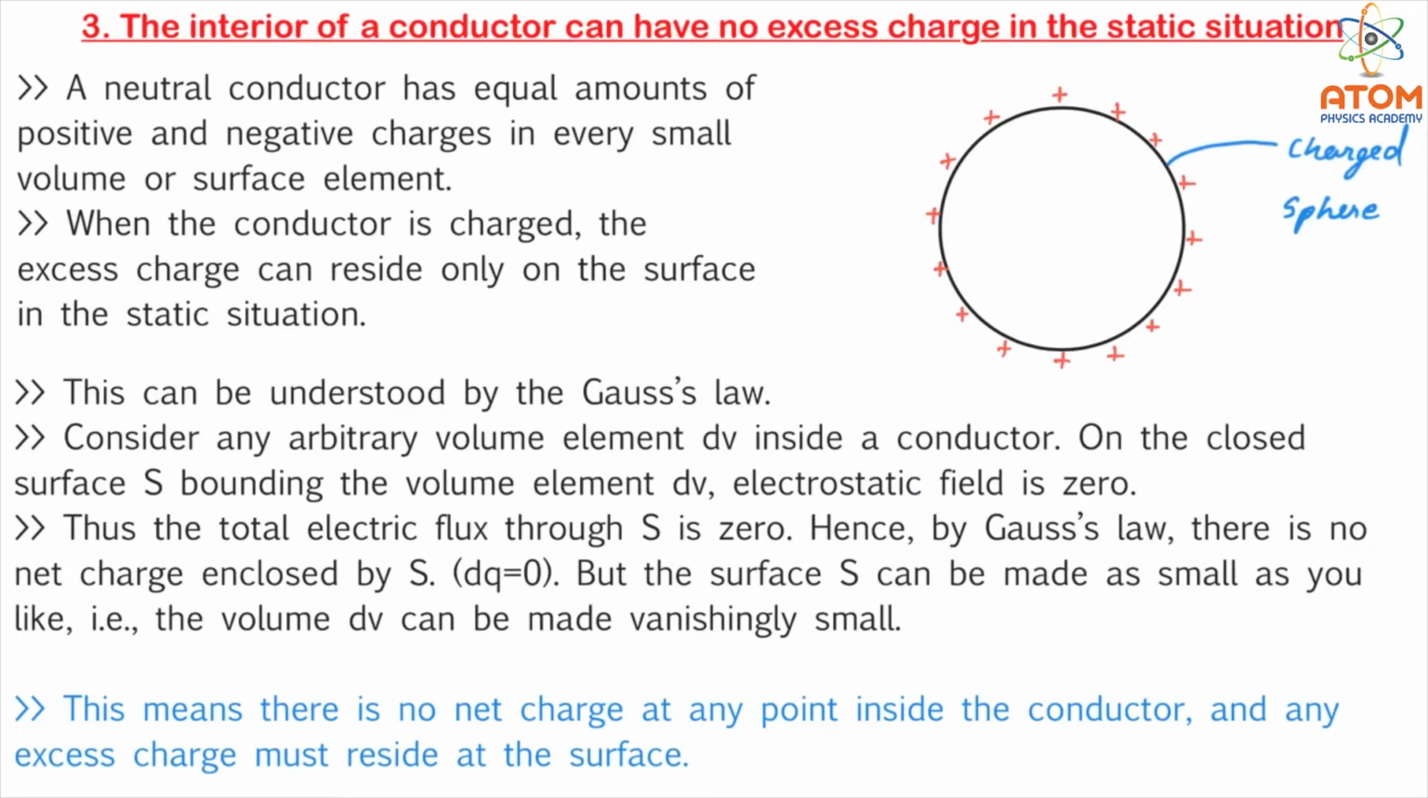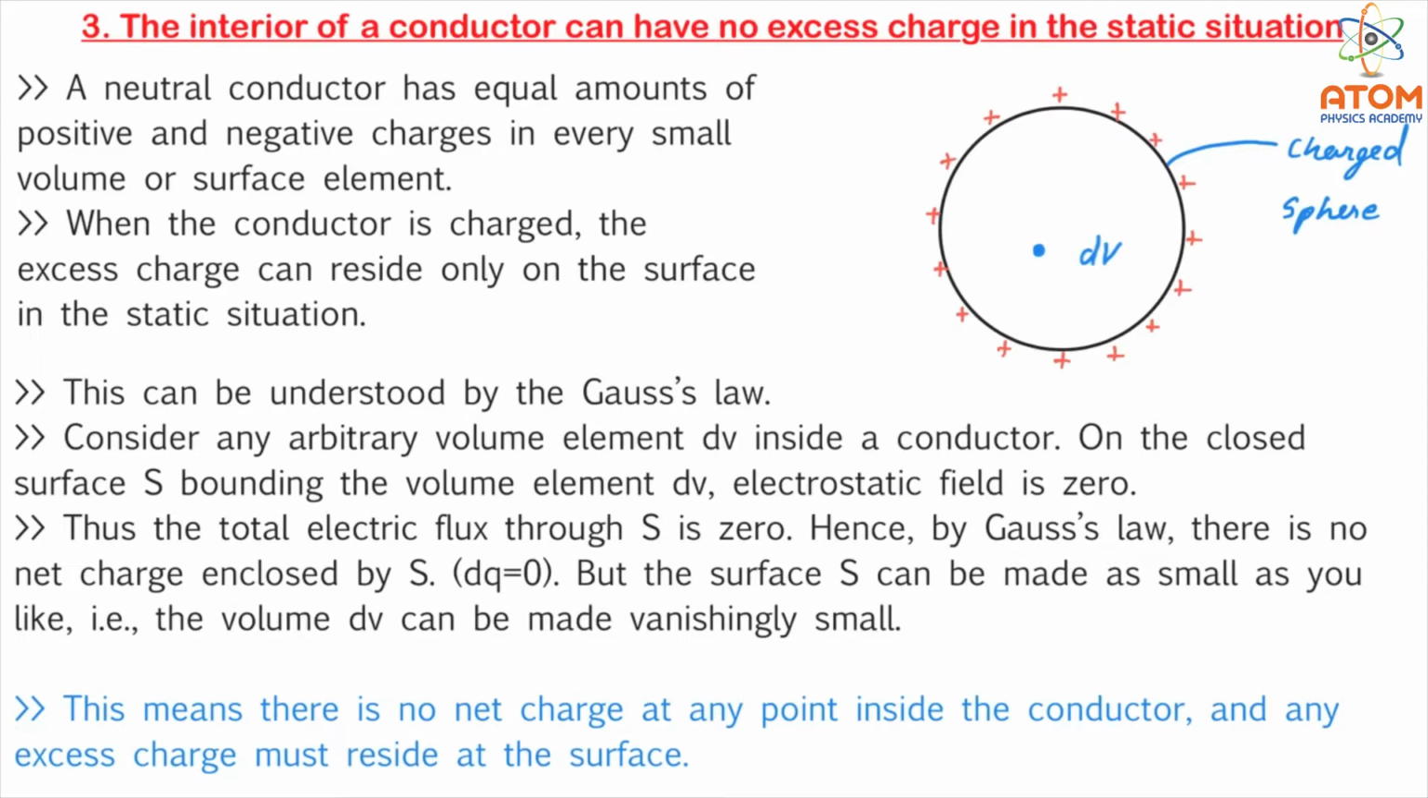Now another way is by Gauss's law. How is it so? For that, consider an arbitrary volume element dV inside the conductor. Suppose this is a small volume element. Let me name it dV. This is a small volume element dV.